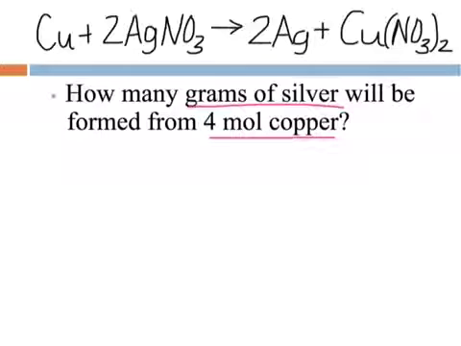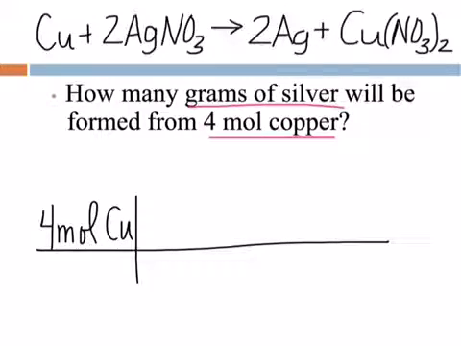Let's go ahead and set this up. I've got 4 moles of copper. Moles of copper is up here, so I need to have moles of copper down here. So for every 1 mole of copper, and I'm getting this number 1 right here from this balanced chemical formula, for every 1 mole of copper, there are 2 moles of silver.